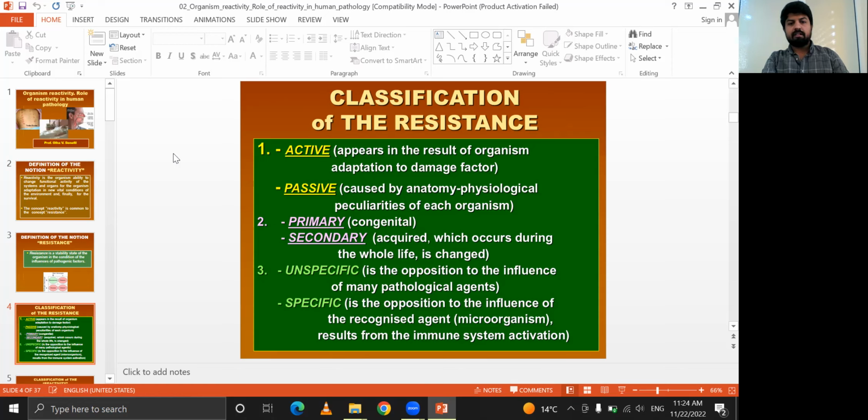Primary and secondary: the primary one includes the congenital, and the secondary one includes the acquired, which occurs and changes during the whole life. Unspecific and specific: unspecific is the opposition to the influence of many pathological agents, and specific is the opposition to the influence of recognized agents.